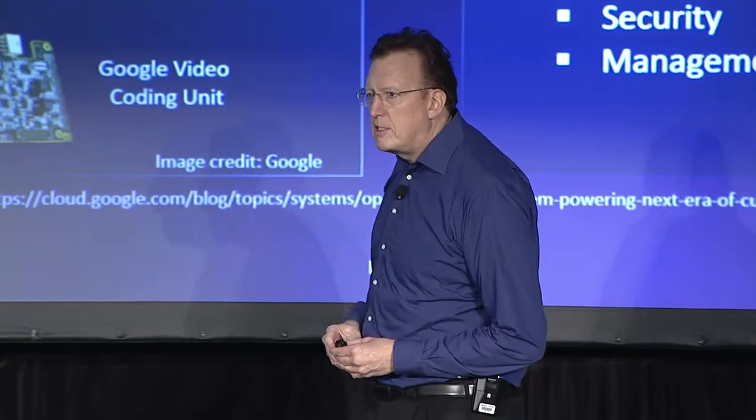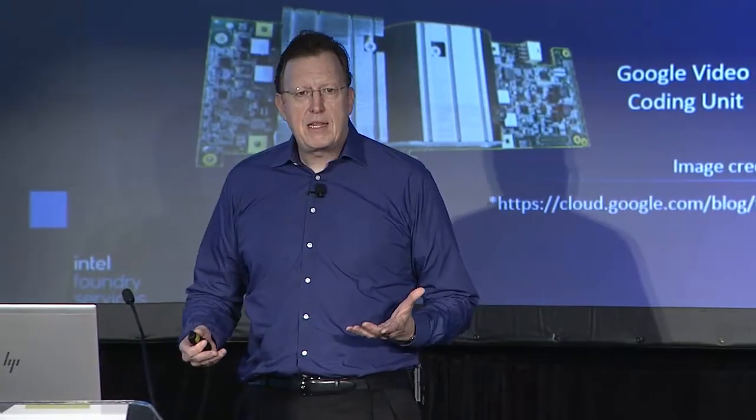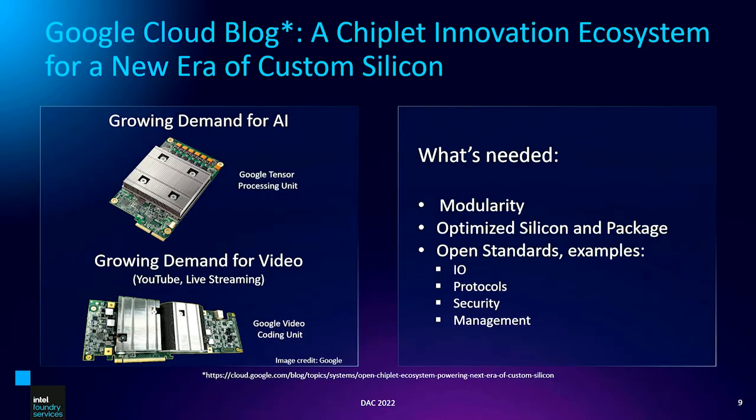So Google published a very interesting blog, I thought. And in this blog, they make the point that computation is moving to domain-specific architecture. Hennessy and Patterson talked about domain-specific architecture, and the Google paper highlights that as well.